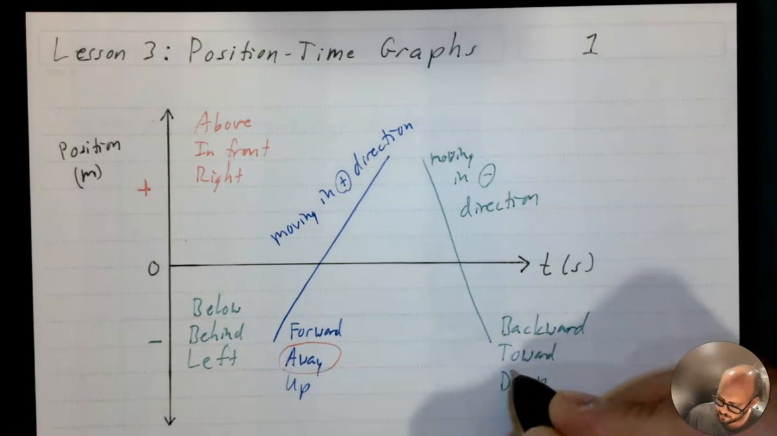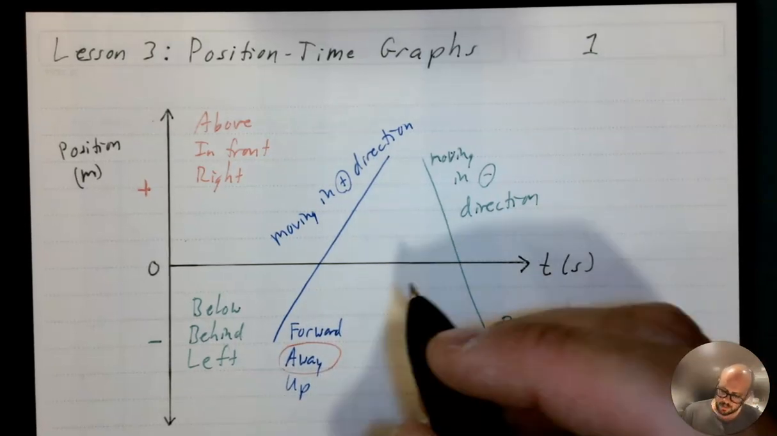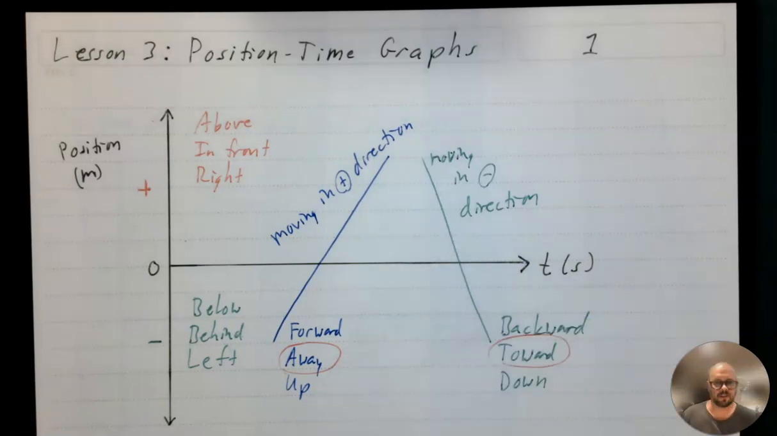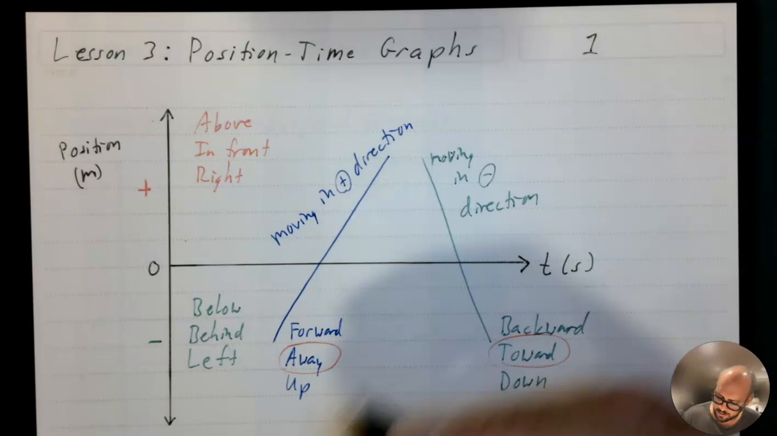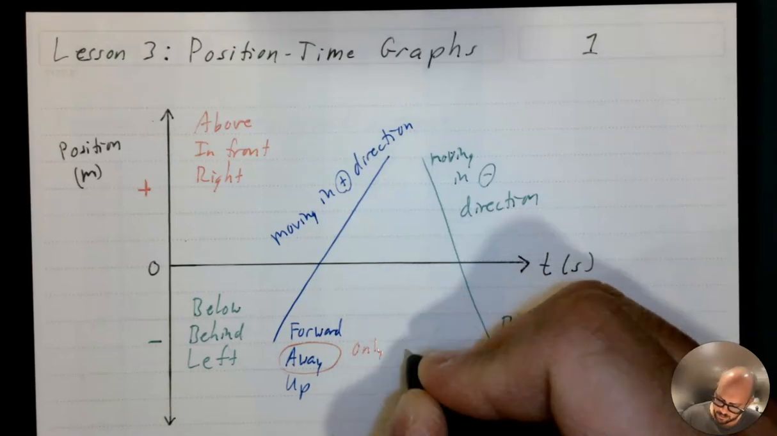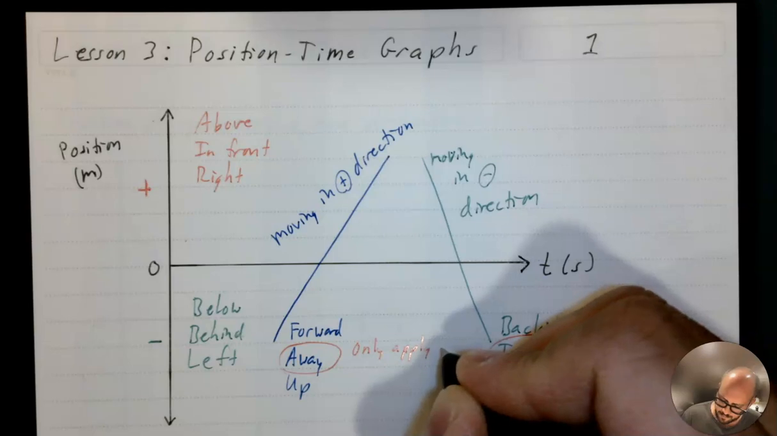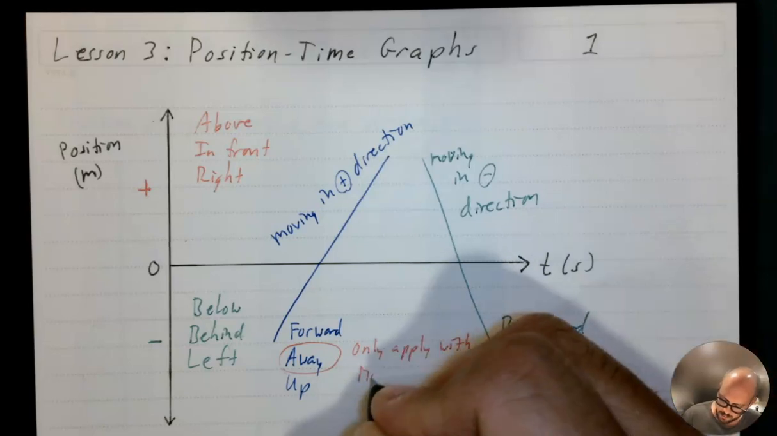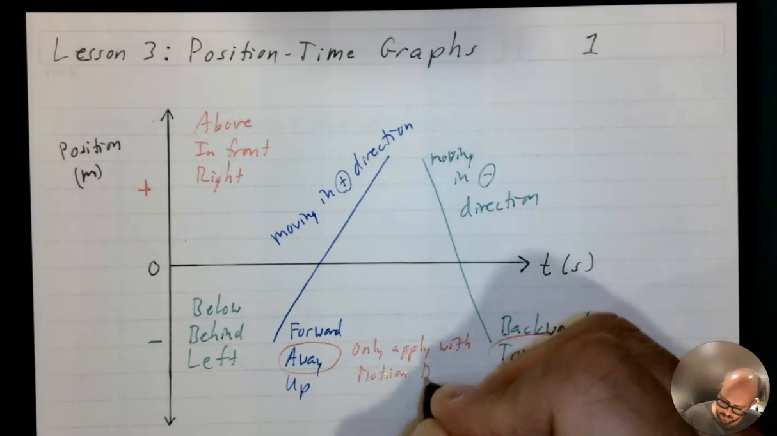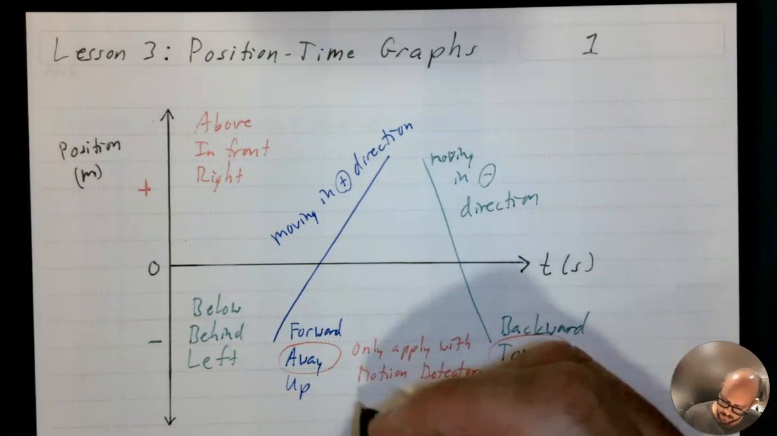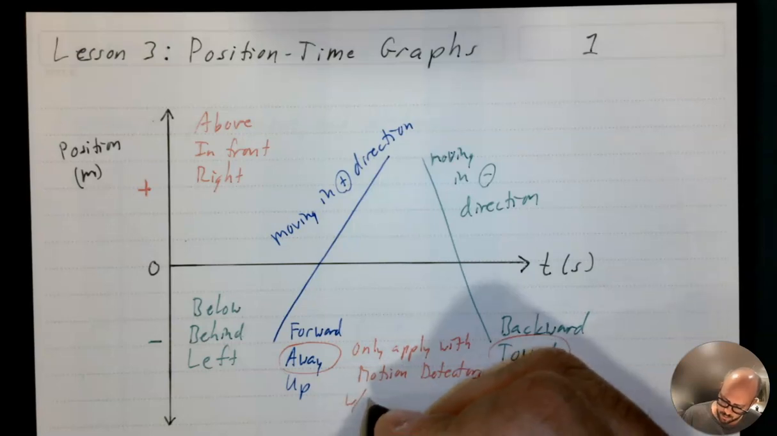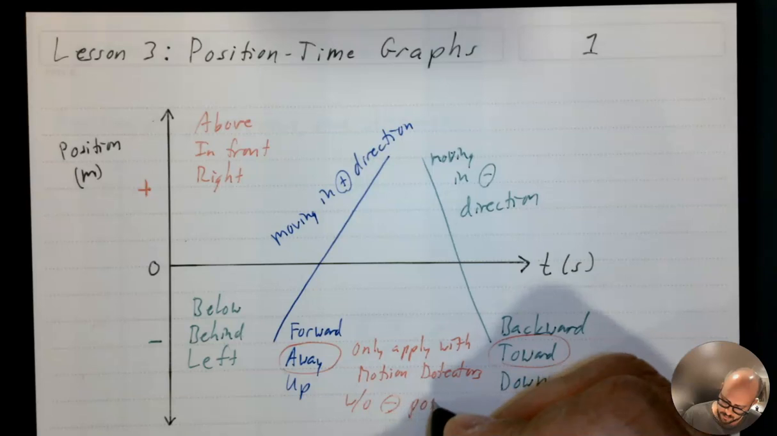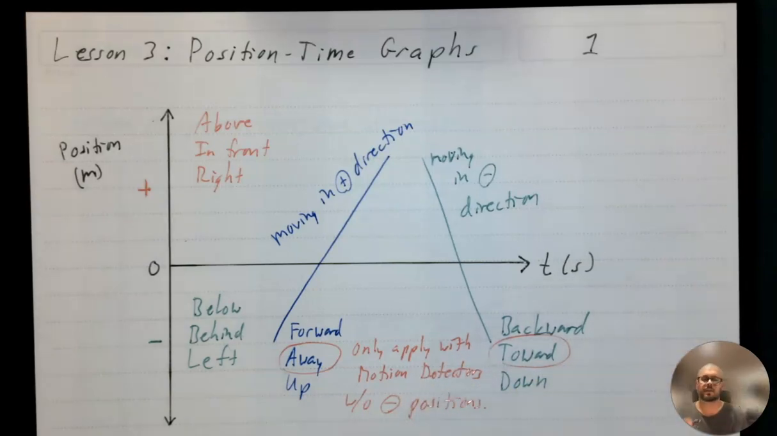So away and toward are very special. They only apply when we talk about motion detectors. So I just want to make a note that these words only apply with things like motion detectors, where there are no negative positions. In other words, if you can never be behind something, then you can use the words away and toward to describe that. So everything else is good, but that's just the only mistake there.